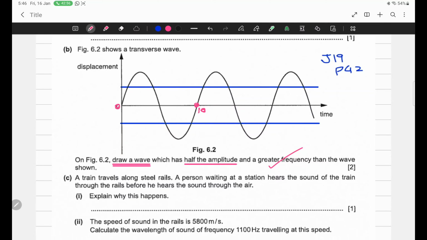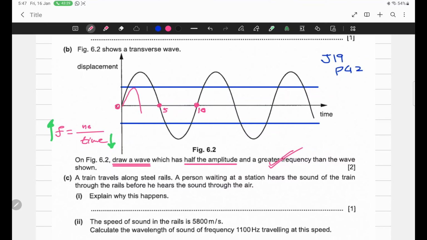So a greater frequency wave will take less time. Why? Because frequency is the number of oscillations divided by time. If frequency is greater, then time will be shorter. Greater frequency means a shorter time period. So I am going to draw another wave which will complete one cycle within 5 seconds. So I am drawing.